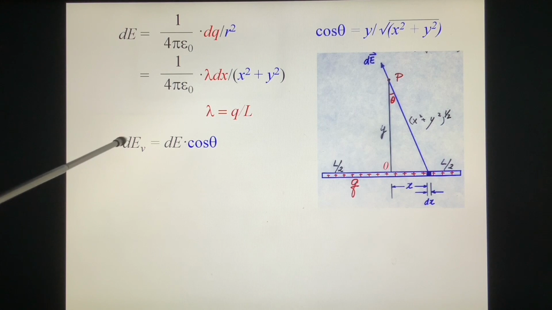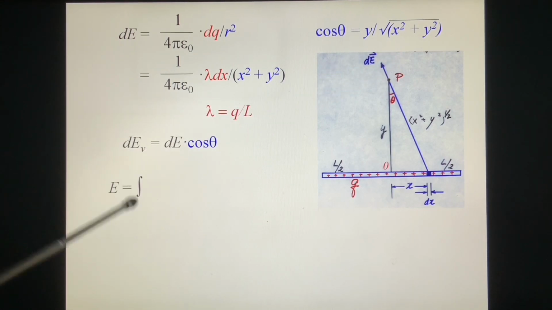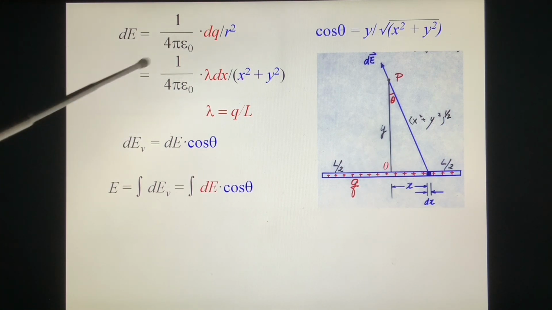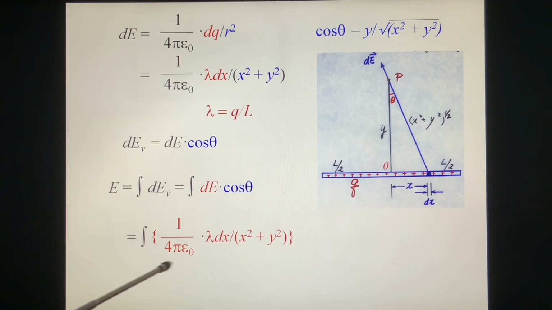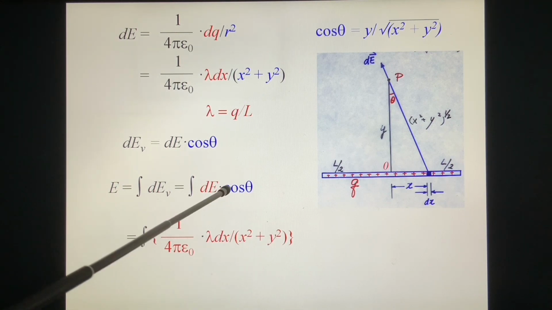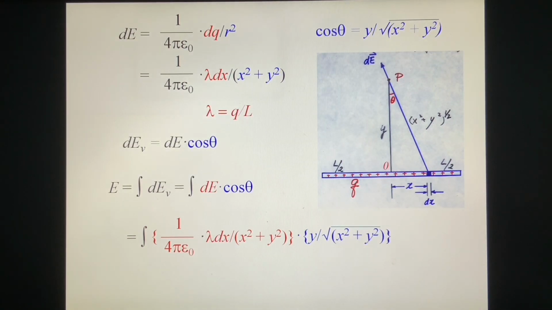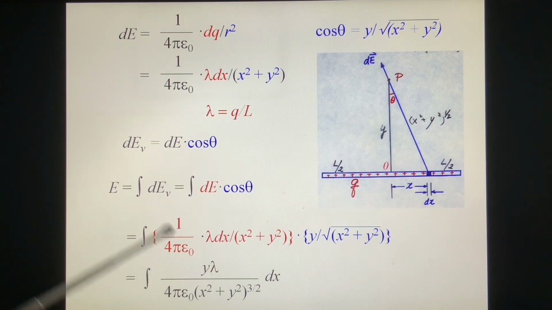Then the total E must be the integration of dEy, equal to dE cosine theta. And dE is this one, cosine is this one. We put them together. So dE equals 1 over 4 pi epsilon 0 lambda dx over x squared plus y squared, and cosine theta equals y over the square root of x squared plus y squared. Combining these two, the answer is y lambda over 4 pi epsilon 0 times x squared plus y squared to the power of 3 halves, dx.